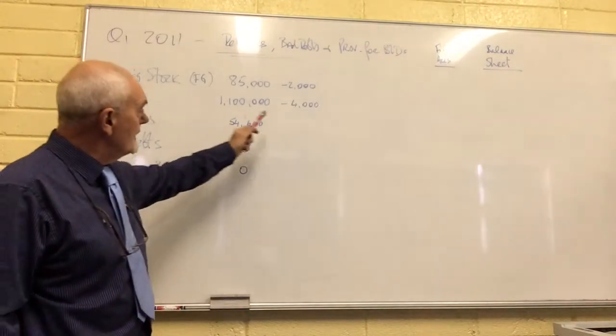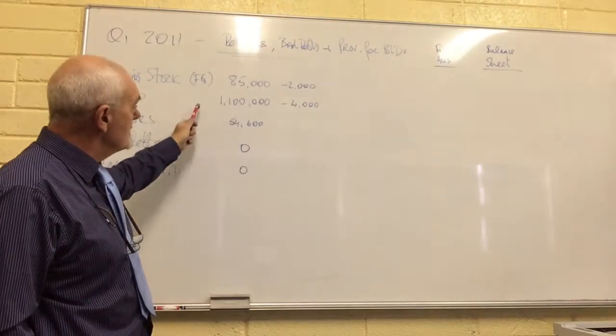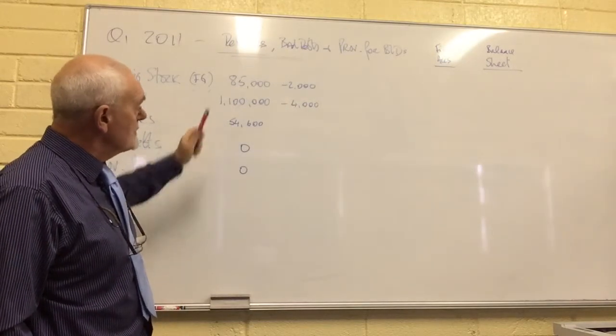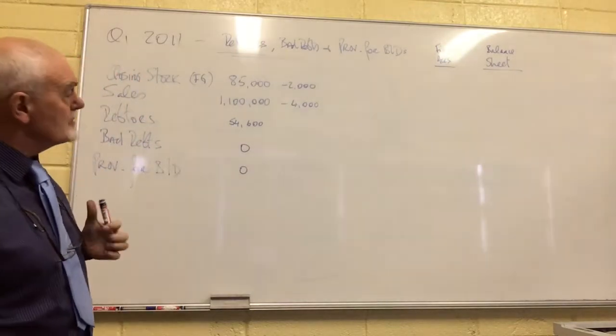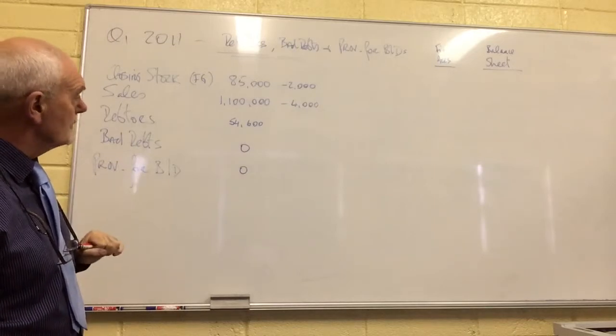We've also taken €4,000 from the value of our sales because it includes the proceeds of the sale of machinery, which must be excluded.